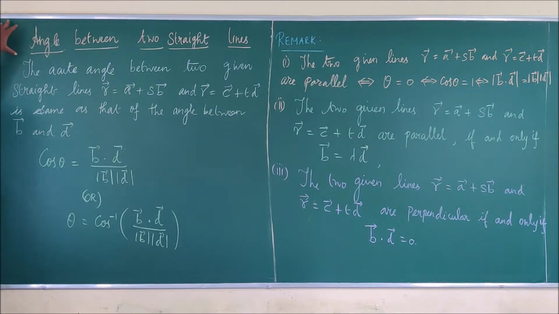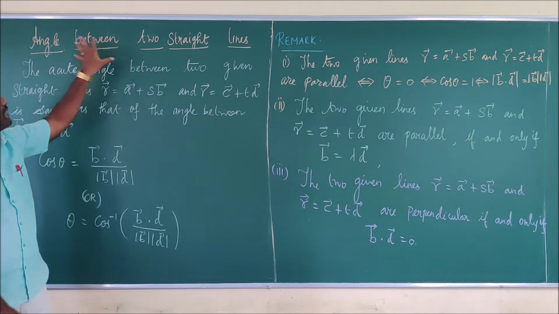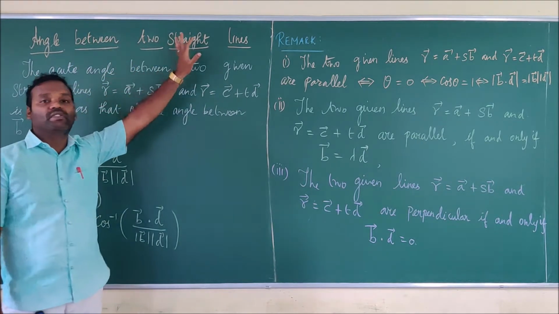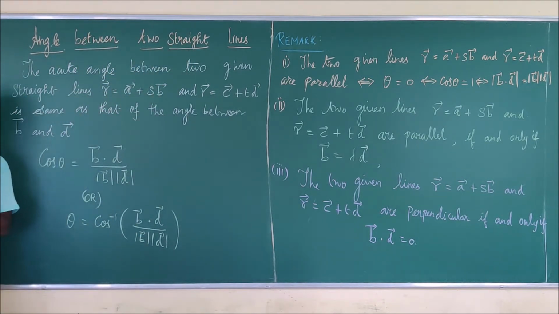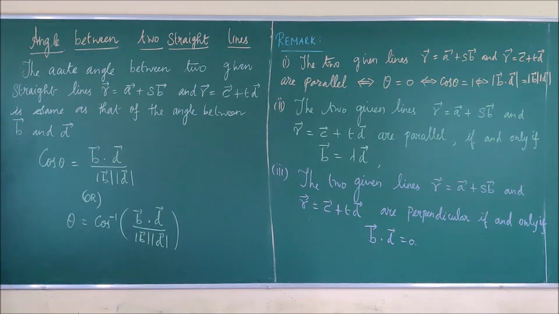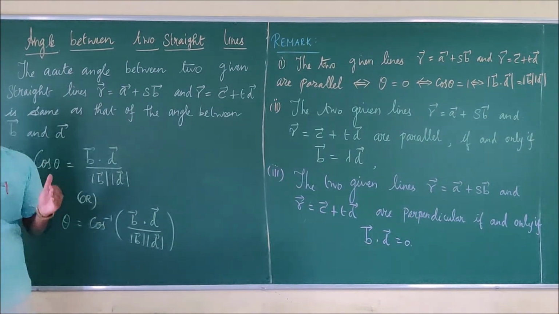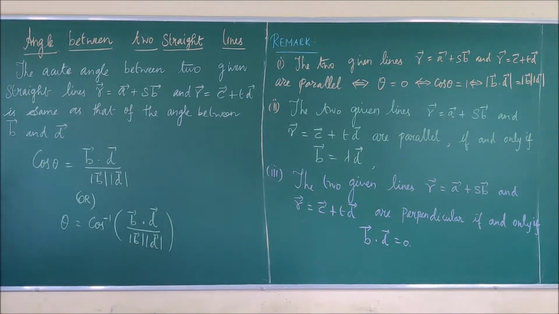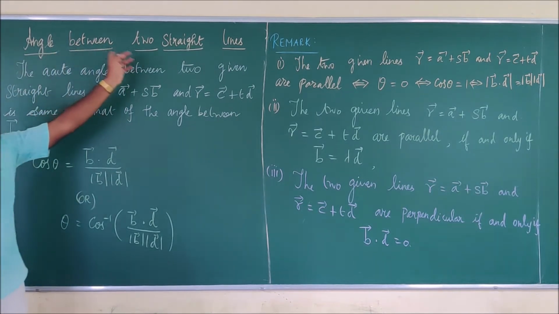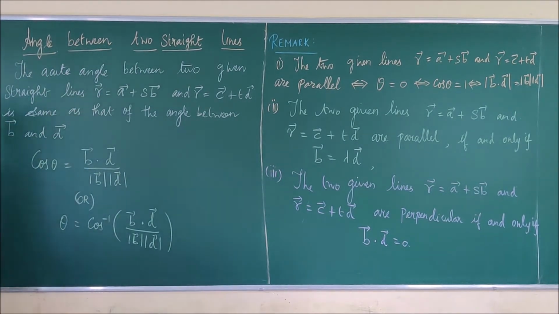So next we are going to discuss the concept angle between two straight lines. Already we have discussed the equations of straight lines in three different forms. That is vector equation in parametric form, vector equation in non-parametric form, and Cartesian equation for the two types. Now we are going to find the angle between two given straight lines.